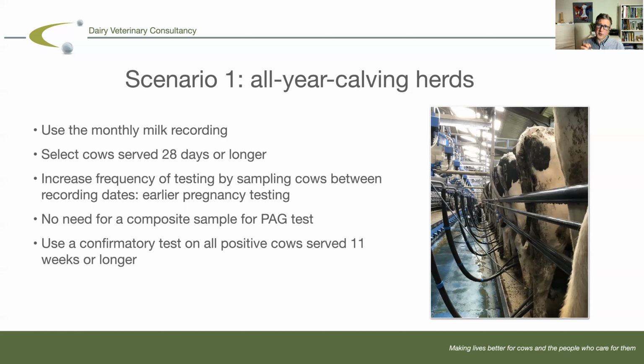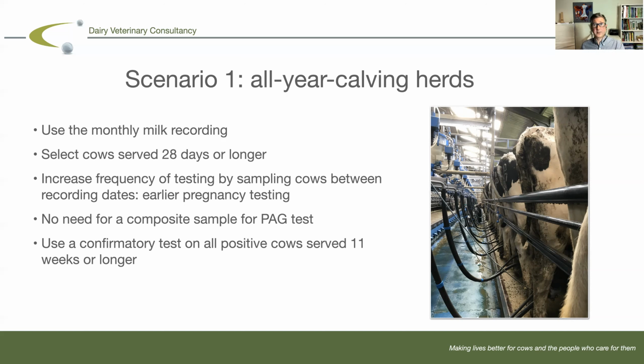However, because you want to take advantage of early pregnancy testing, it does make sense for a lot of farms to increase the frequency of testing by sampling cows when they reach their testing window, and their testing window is any time after day 28 after service.